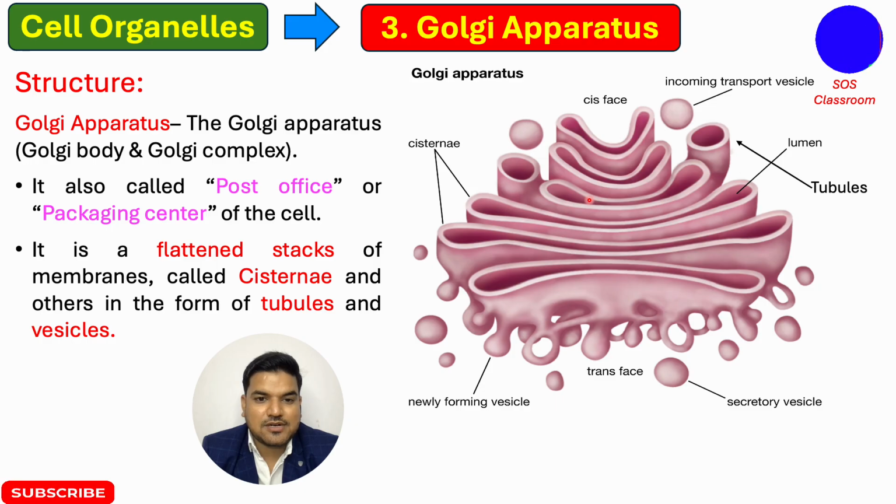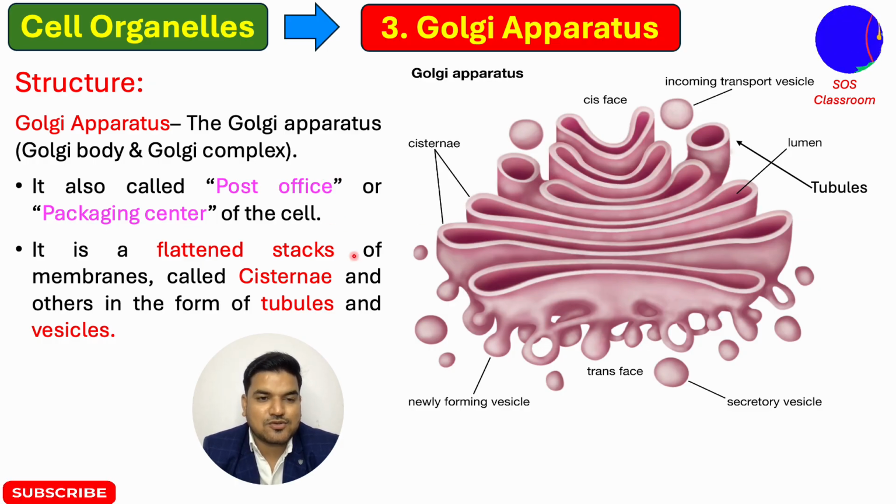And the Golgi body or apparatus is present in three forms. Number one, the cisternae, which are flattened sac structures. Next, it is present in tubule structures, which are tube-like structures. These flattened structures are called cisternae. And third is the vesicles. So this is the vesicle formation.